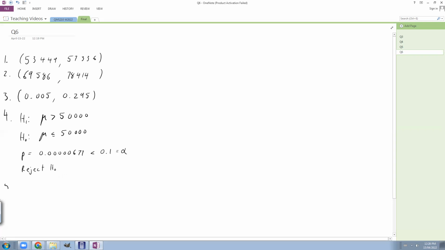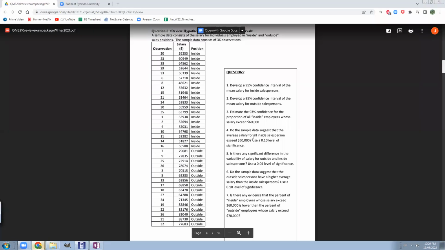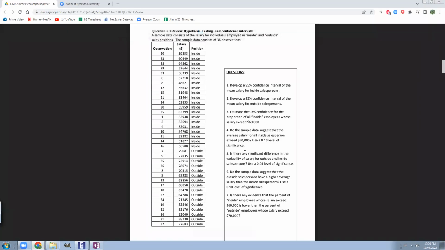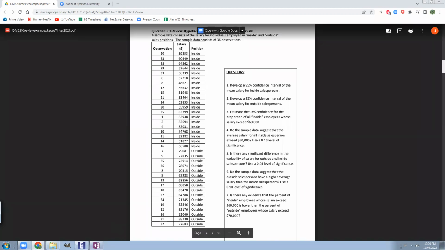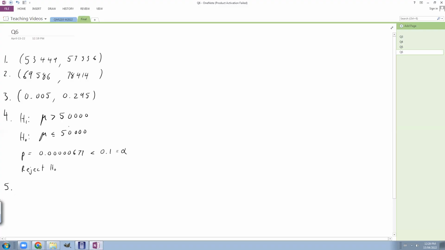So that's our part 4. Part 5 is about, is there any significant difference in the variability of salary for outside and inside salespersons using a 0.05 level of significance? This is about variability. So the question is, is there a difference in the variability? In other words, is the variability as represented by the standard deviations or the variances equal or unequal?